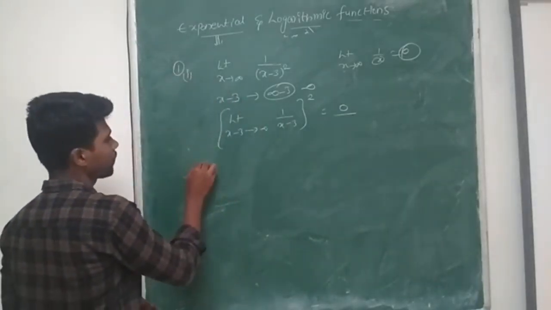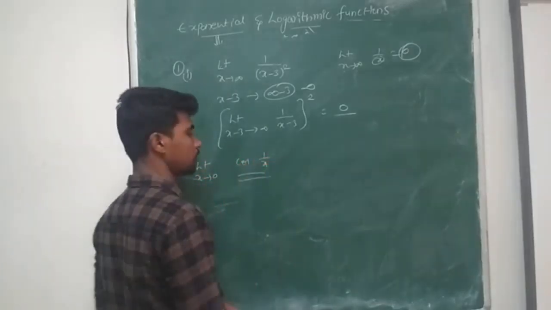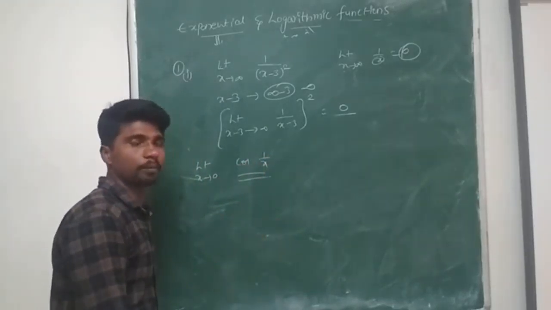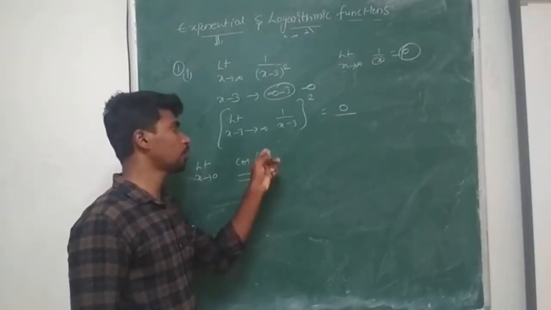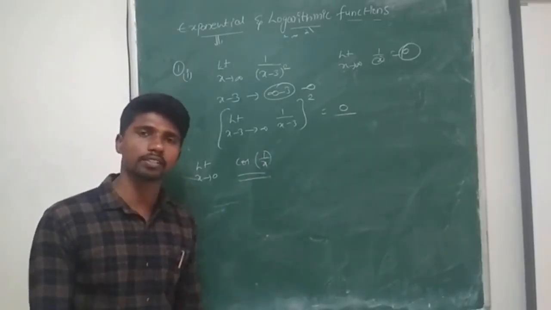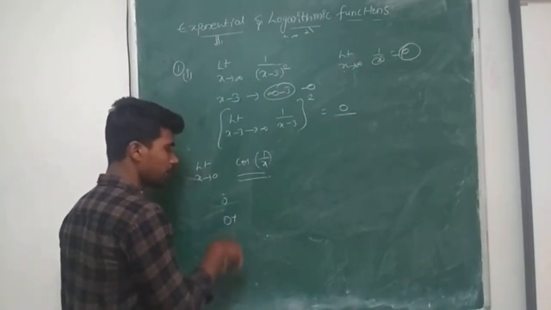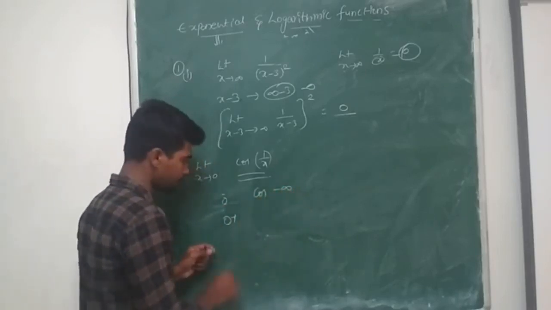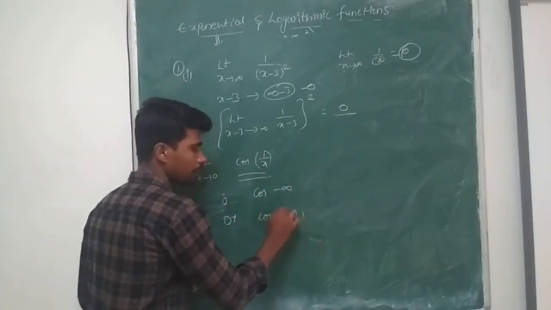Next problem, limit x tending to 0, cos 1 by x. We have to find this particular thing. See, actually cos function is defined for all real numbers, but here I have cos of 1 by x. For x tending to 0, 1 by x tends to infinity, right? Now at 0, two cases arise. If it is approaching from the left side, I get cos of minus infinity. If it is approaching from the right side, I get cos of plus infinity.